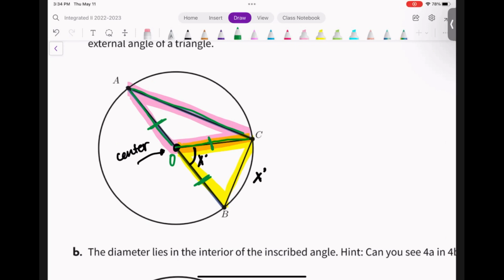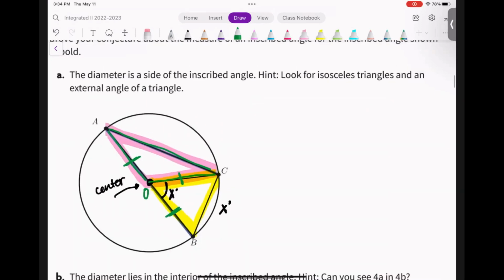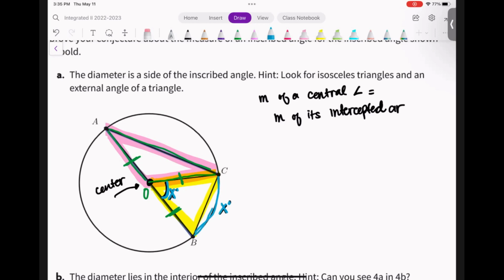I'm just going to remind you of what we just learned in the previous video, which is that a central angle and its intercepted arc have the same measure. I'm going to write that down because I want you to keep remembering that. So the measure of a central angle is equal to the measure of its intercepted arc. So basically this angle in here, x, is the same as this arc measure here, x. Okay, so those two are exactly the same.